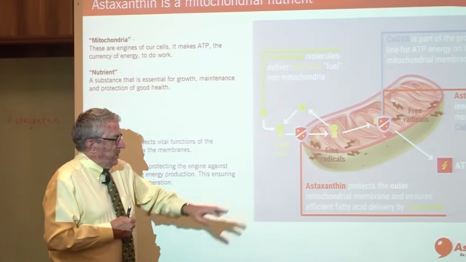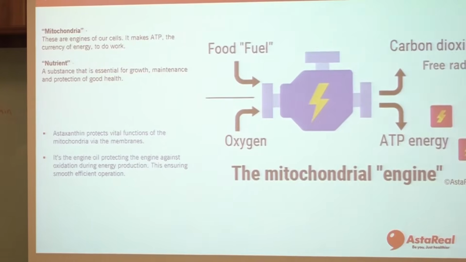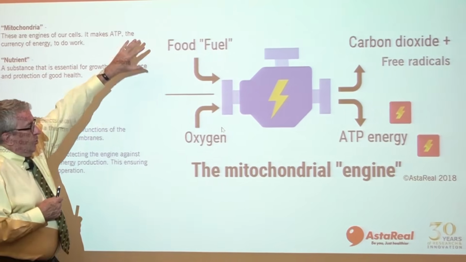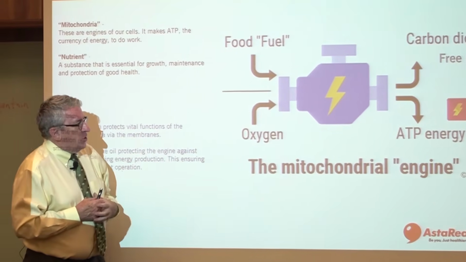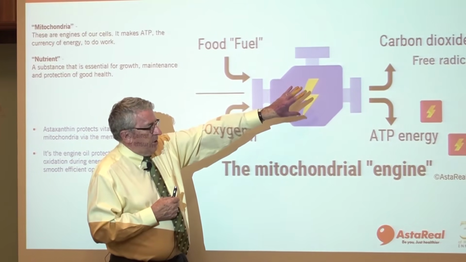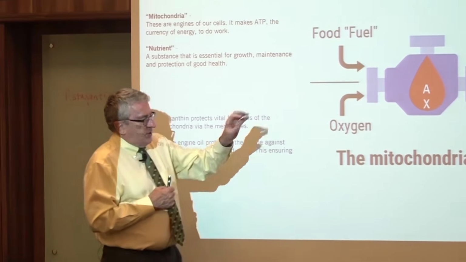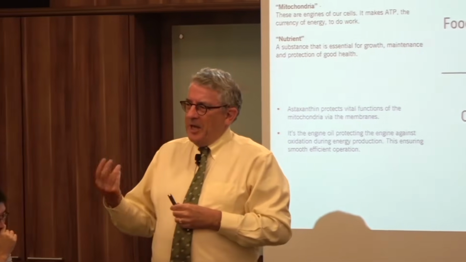And particularly as it relates to free radicals. And we'll explain that a little bit further on the next slide. So in essence, food, nutrients are going in, you're burning oxygen, it's going into the engine. The end result is carbon dioxide, possibly free radicals if they're not controlled, and you're getting ATP. So that's the engine, and astaxanthin is the oil that keeps the engine running smoothly.